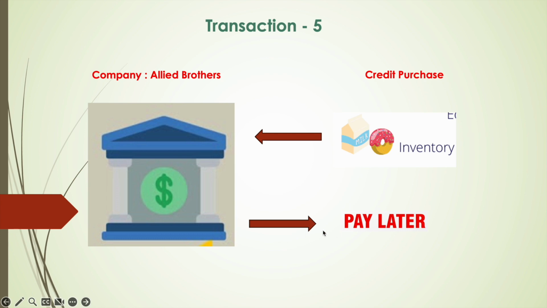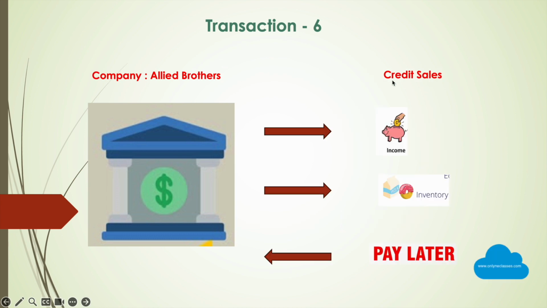Instead of paying cash upfront, Allied Brothers agrees to pay the seller at a later date according to agreed upon terms. The seller extends credit to the buyer, effectively allowing them to obtain the goods or services on loan. Credit purchases are common in various business-to-business transactions and can be beneficial for managing cash flow, allowing buyers to acquire necessary goods or services without immediate payment.